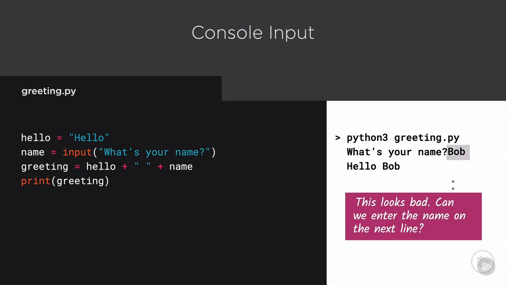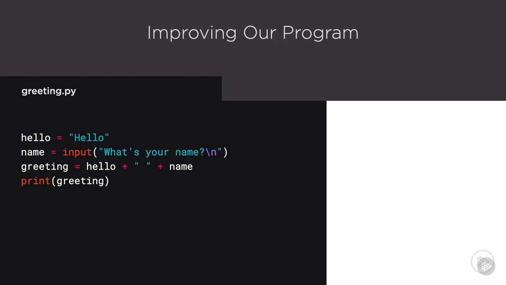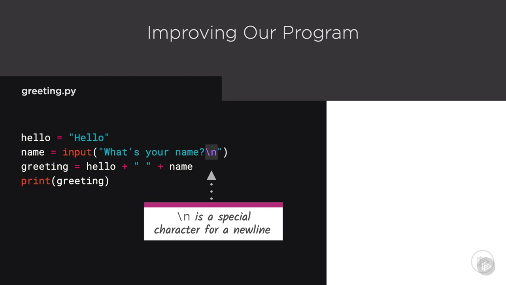You may be wondering if the input has to be entered right next to the message because it looks a little cramped with no spacing. Let's edit this so the user can enter the name on the next line. Python and programming languages in general have a few special characters, and one of those is \n, which means new line. Now if we run our program, you can see that we enter the name on the next line, which looks a lot better.